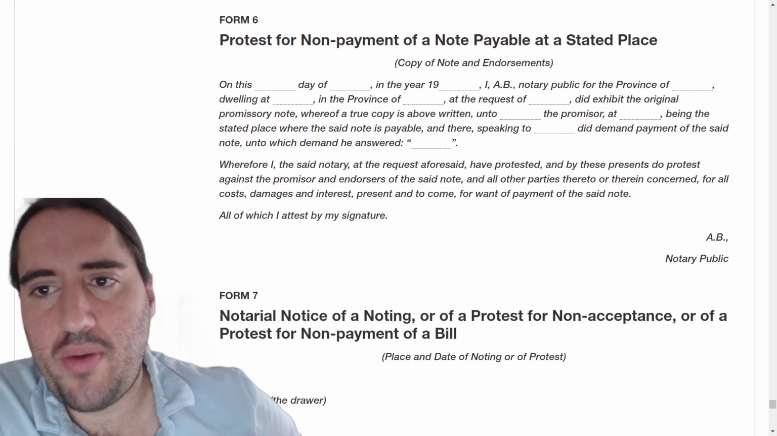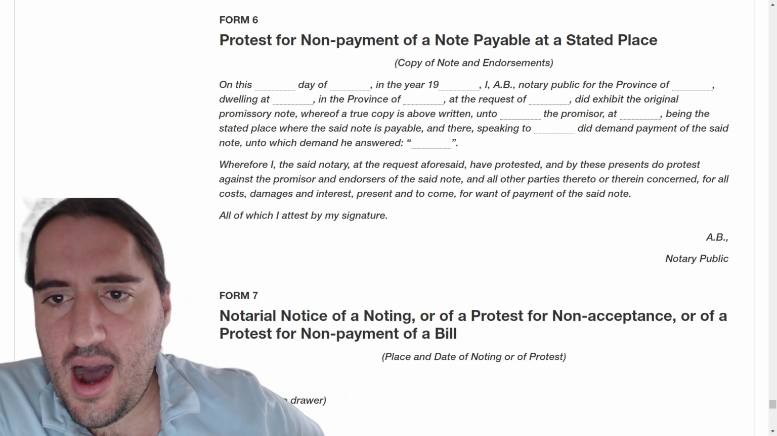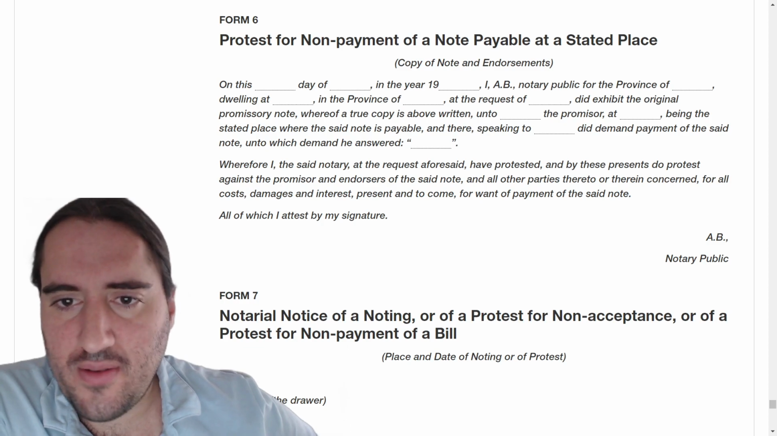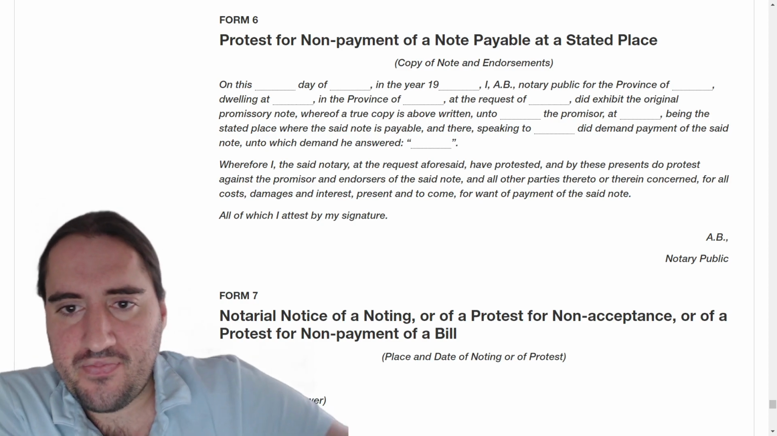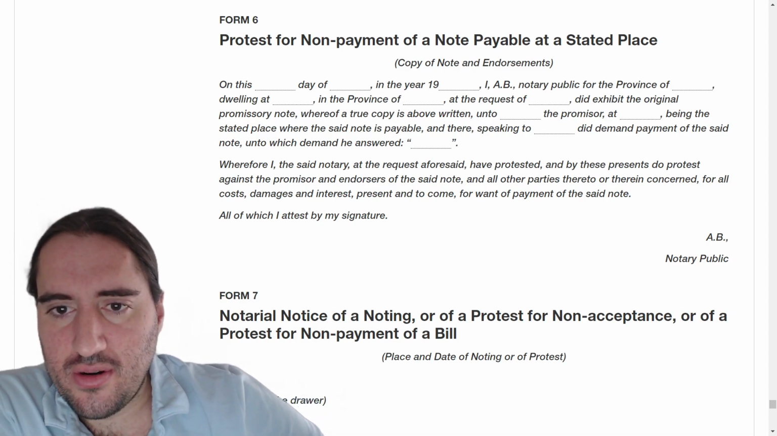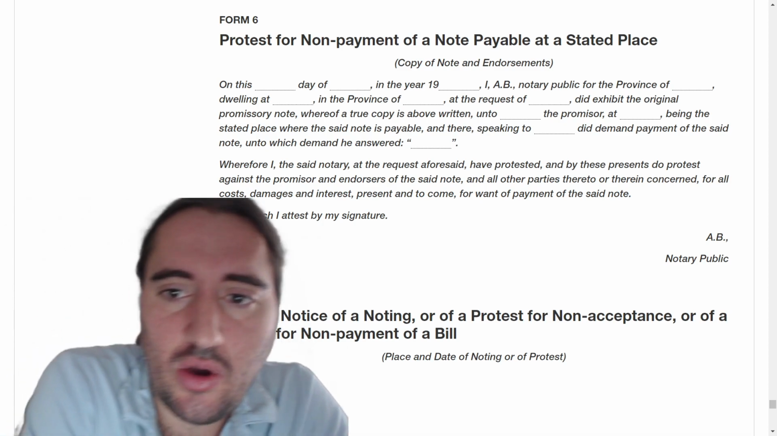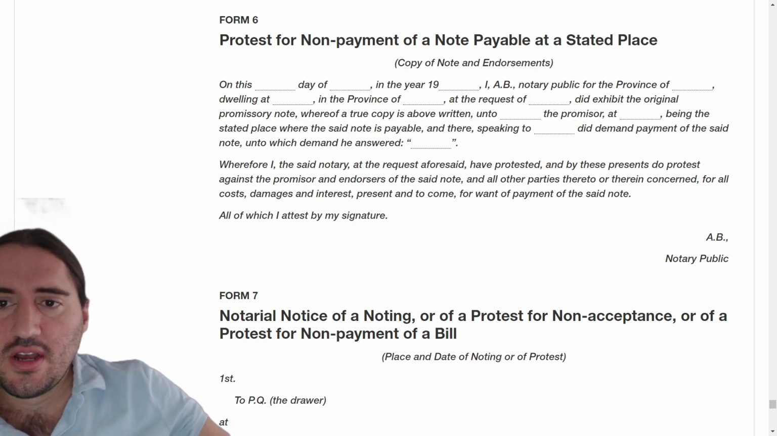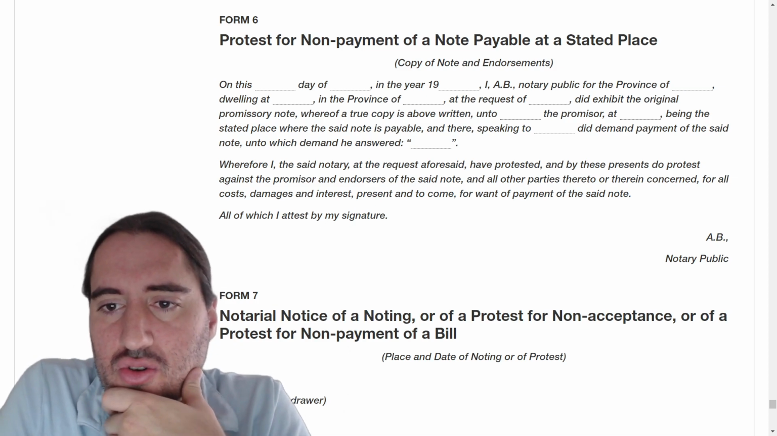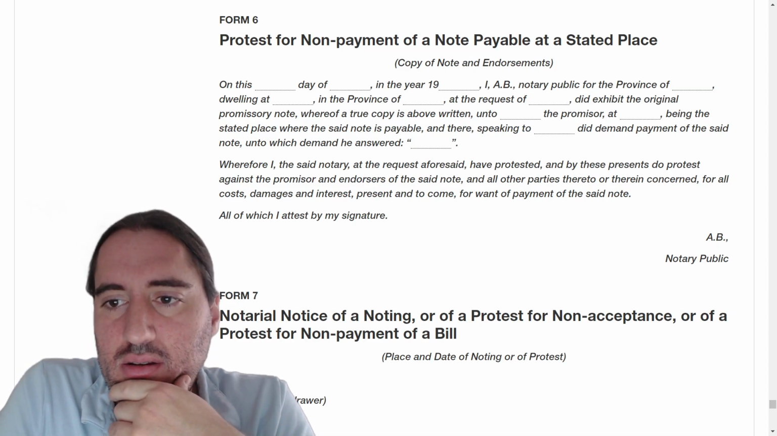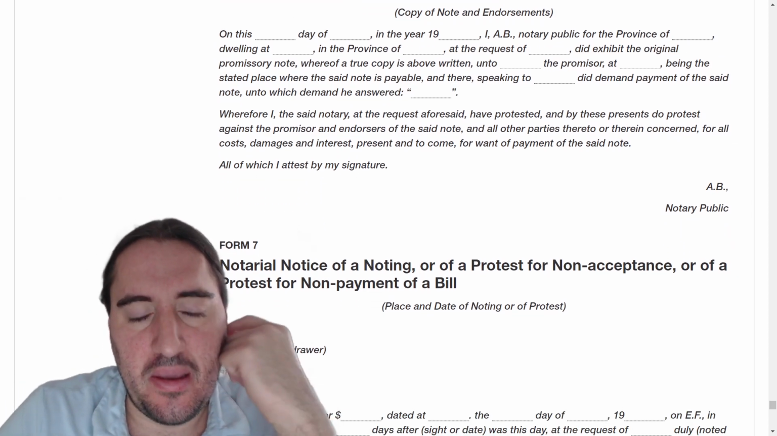Form 6. Protest for non-payment of a note payable at a stated place. On this whatever day of whatever year, I, the notary public of the province of wherever, at the request of the drawer or the, not the promisor, the promisee or the endorser, did exhibit the original promissory note, whereof a true copy is above written, unto the promisor at his place, being, did demand, unto which he answered, "I ain't paying."